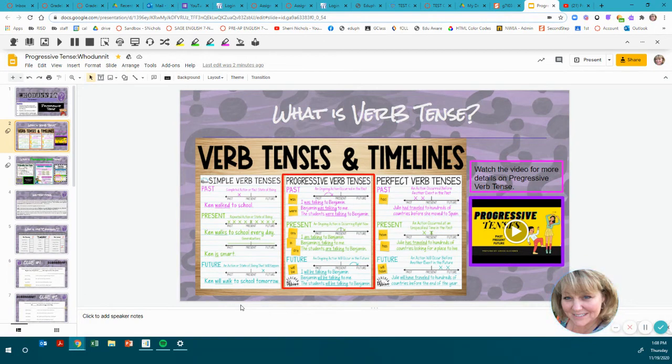And with the past verb tense, we have like I was walking to Benjamin. And then Benjamin was talking to me. The students were talking to Benjamin. So I was talking to Benjamin. Benjamin was talking to me. The students were talking to Benjamin. These all are things that happened in the past.